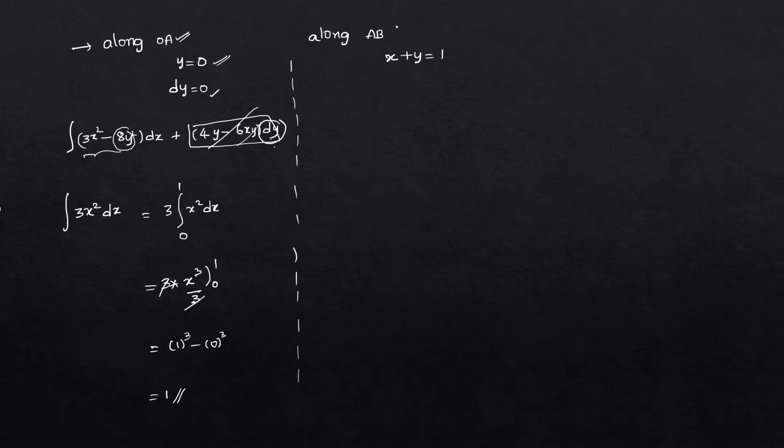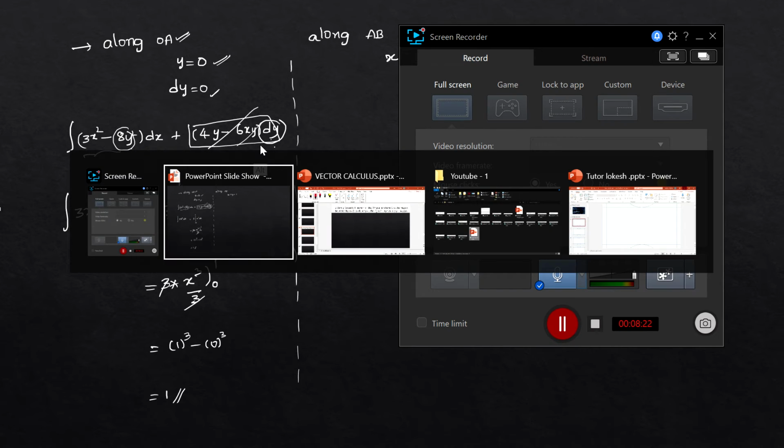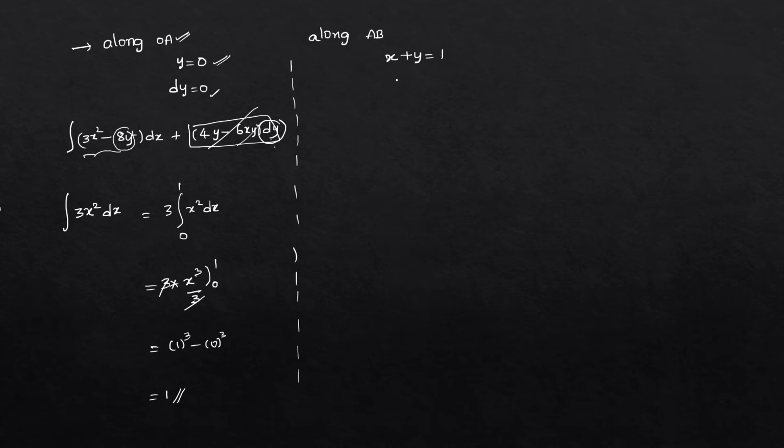Now when we differentiate with respect to dx or dy, it will become dx, it will become dy, it will become 0. That means dx plus dy is equal to 0. Means if you differentiate the entire equation, dx will be equal to minus dy. I am repeating once again.